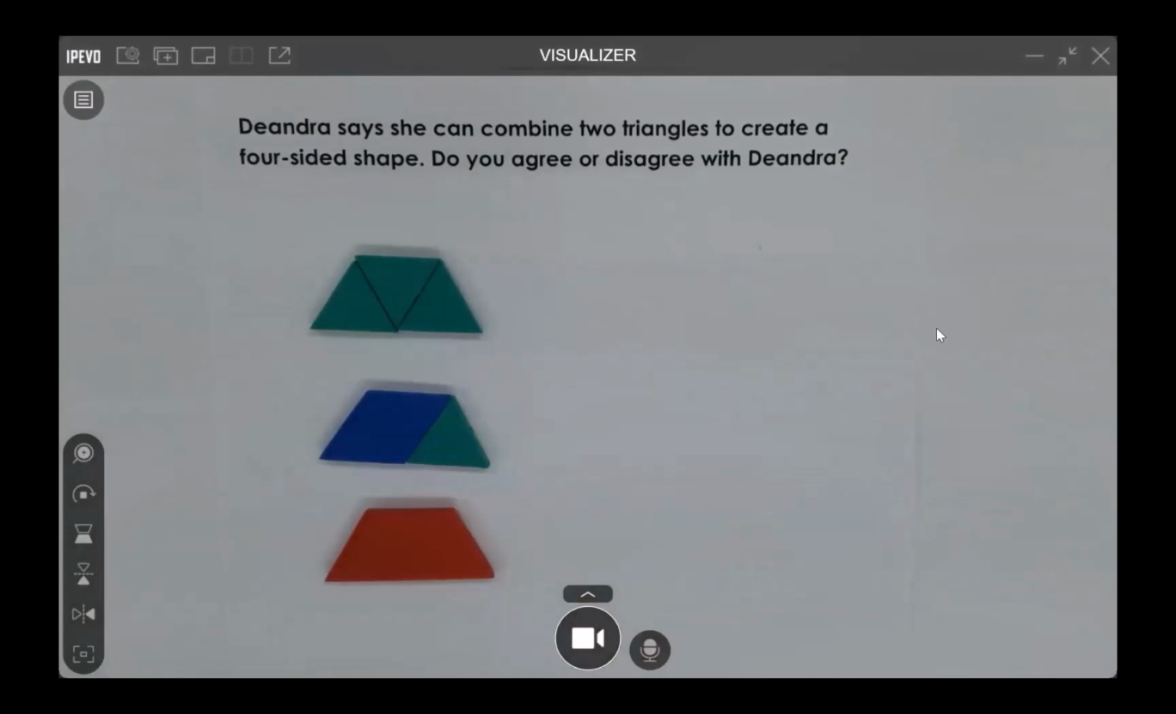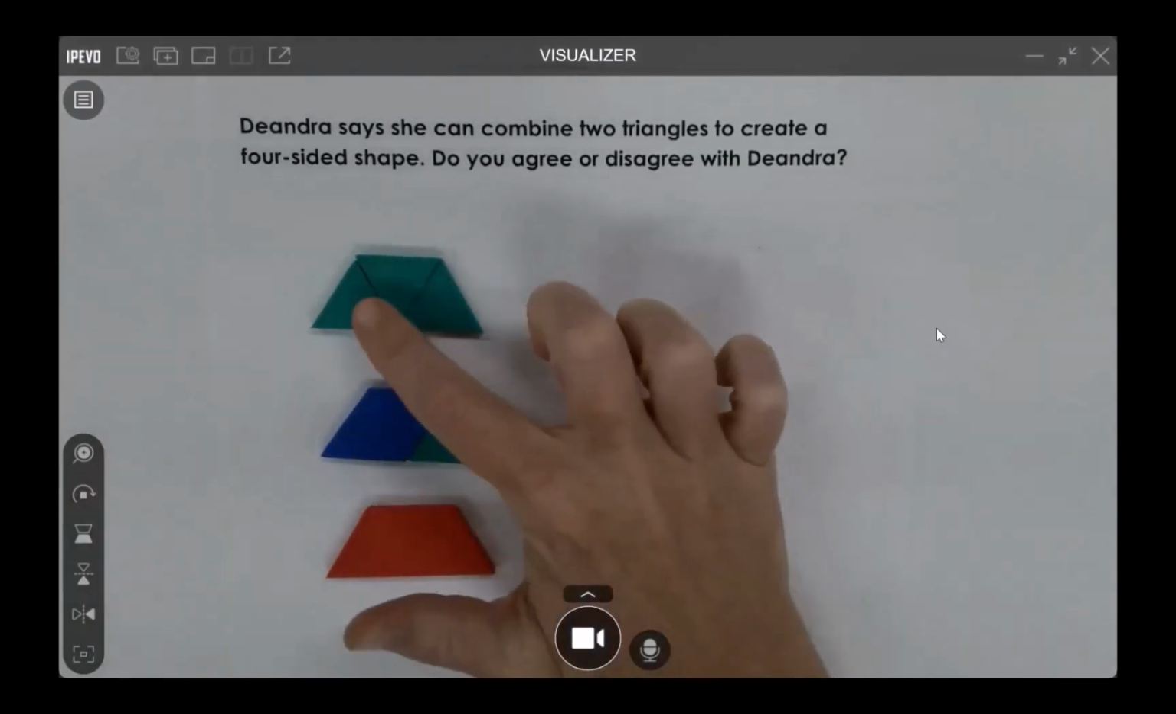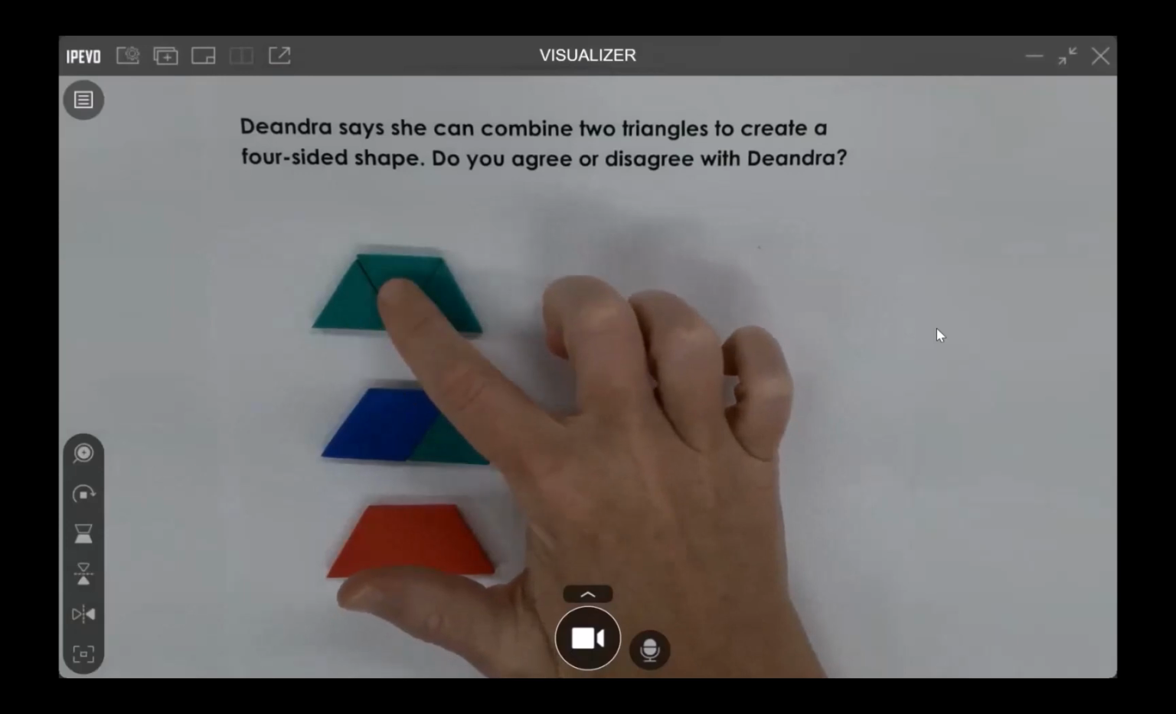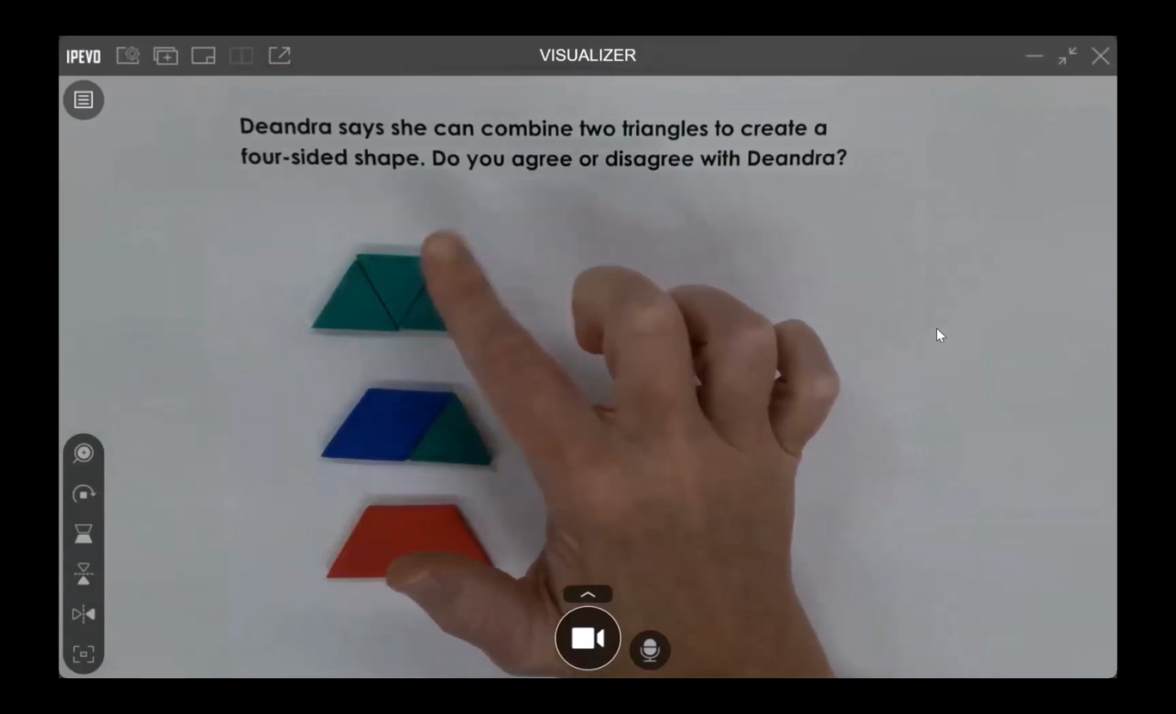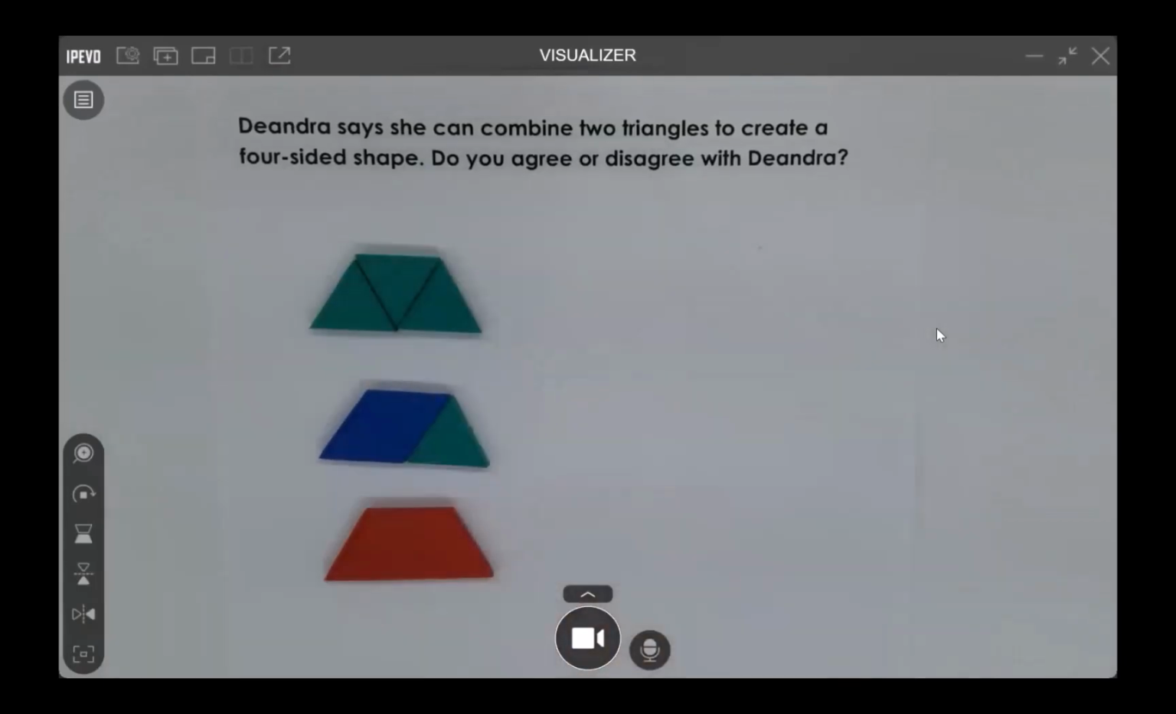Oh my goodness, you guys. So it's really cool that we can use shapes to compose a new shape. And then I can take that new shape, add to it, and compose another shape.